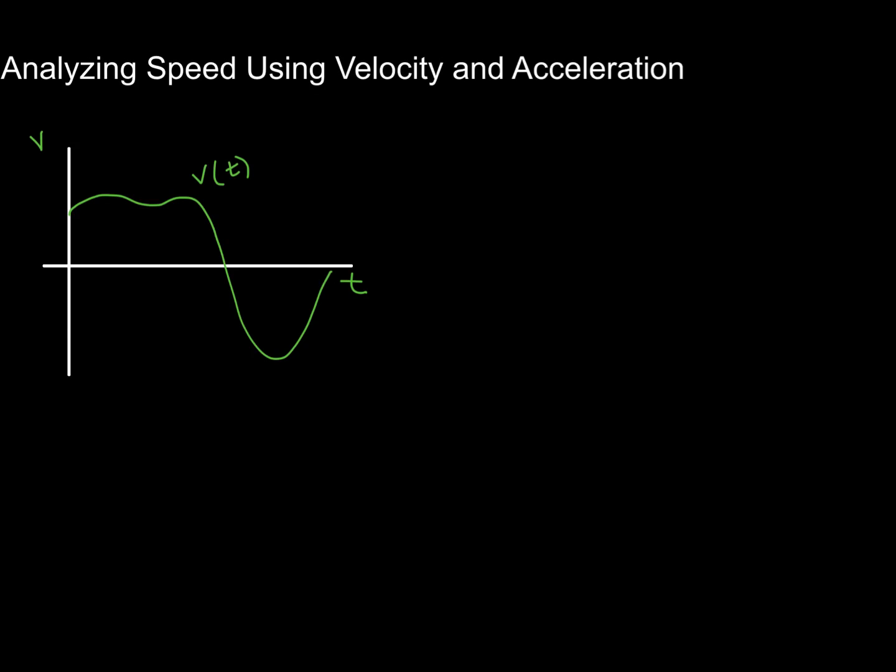And remember, of course, the relationship between velocity and speed. They are similar but different. A velocity has a directional component, the sign matters, whereas speed is simply an absolute value, right? It just tells you the absolute value of velocity. How fast are you moving? And it doesn't care about direction.